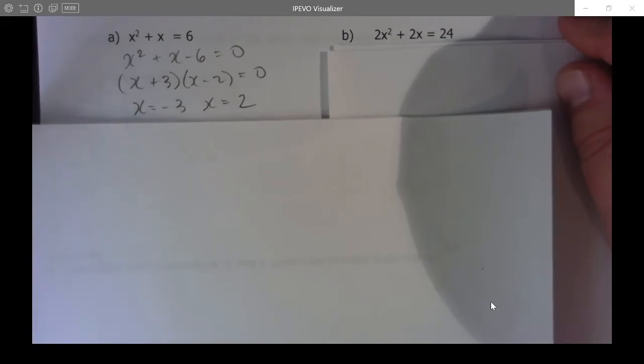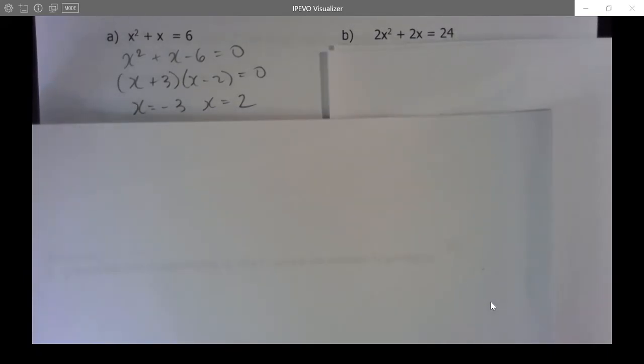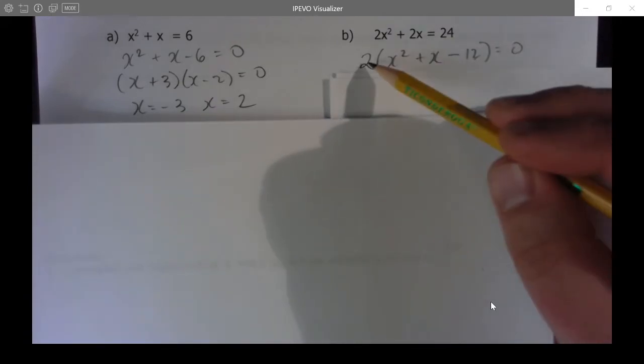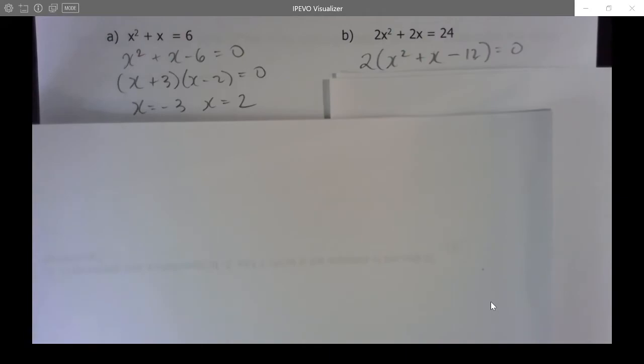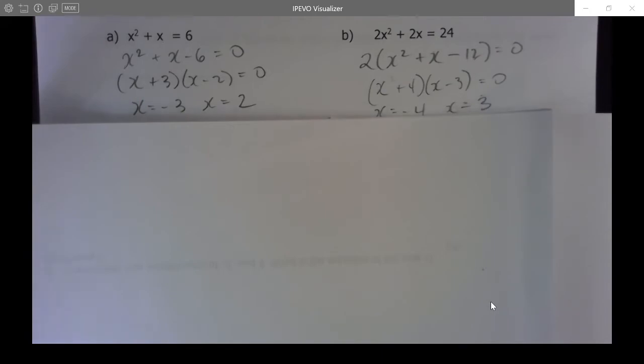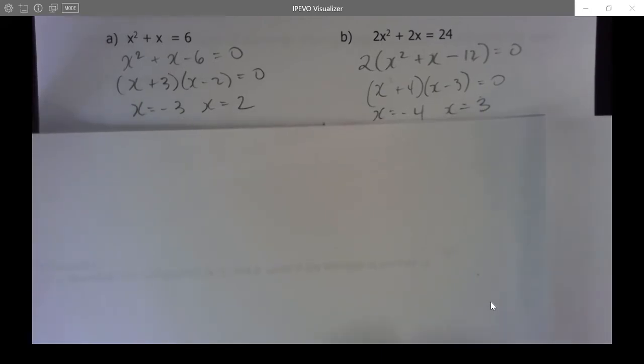For B, I don't care how you do this first. I actually like moving the number over first, and then I factored out a 2. And remember, this is an equation, so on all of the ones on the last page, that leading coefficient that we factored out has to stay in the final answer. But in this case, it's an equation. Divide both sides of the equation by 2. What happens to the 2? It's gone. So I just factor that, and I get -4 and +3. So those two are fairly easy.